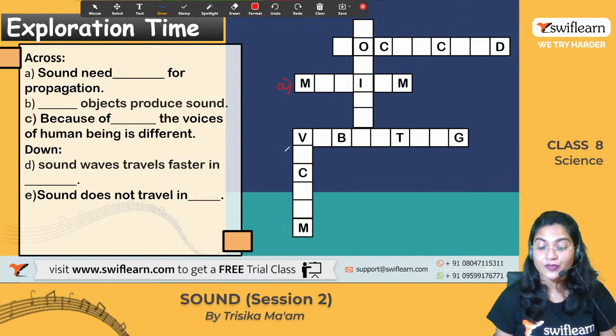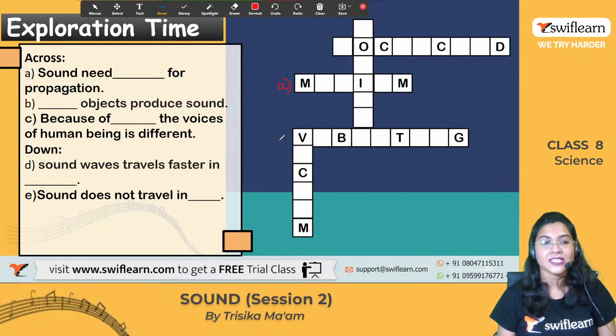Exactly, Shivansh. Very good. So that we can hear a proper sound from the solid. It travels much faster. This one is B. This one is C.